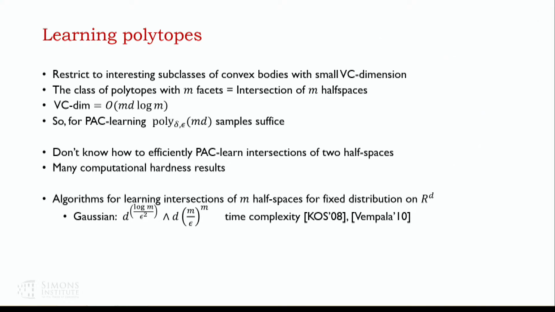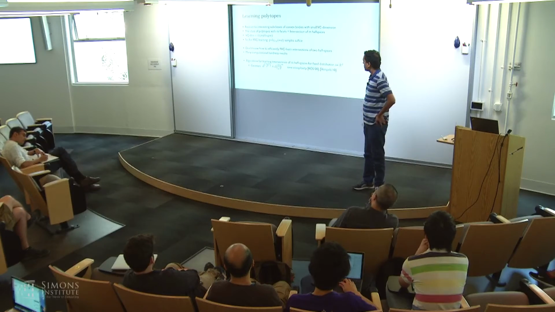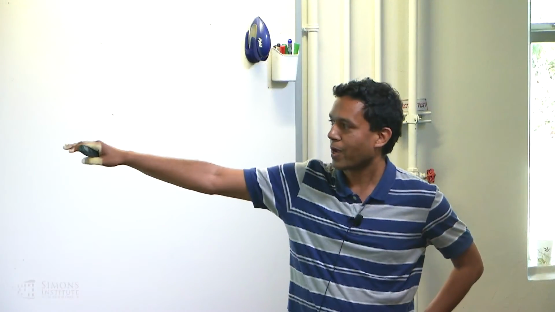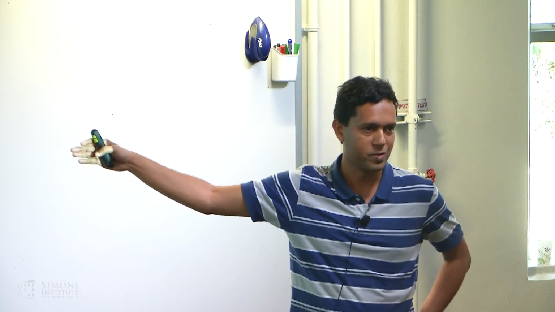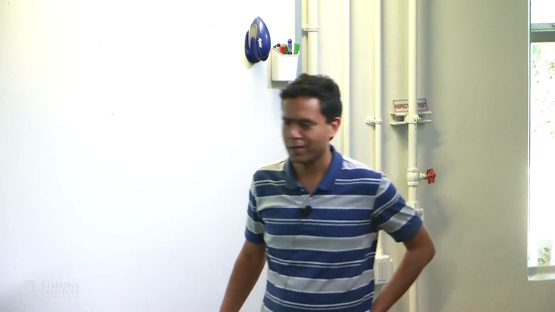For two half spaces, which computational hardness results are you referring to? That we don't know how to do that, but in general there are computational hardness results for many half spaces. But not for two, right? Yeah, I'm not sure if there is one for that.